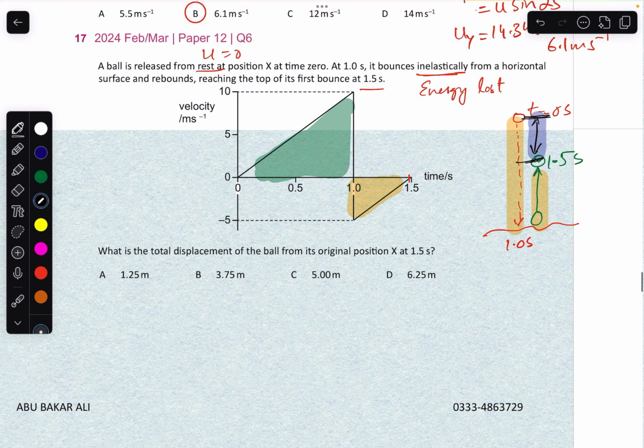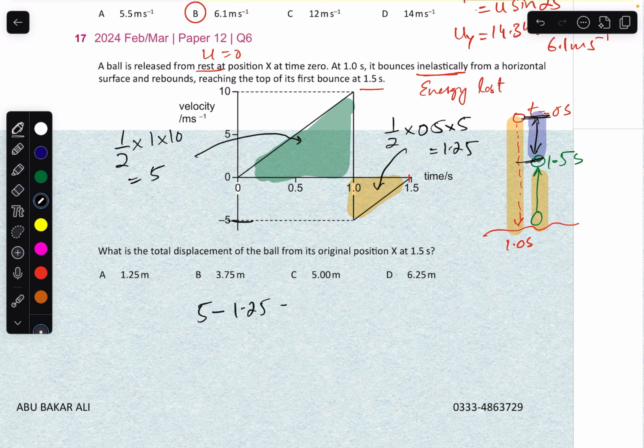Let's do it. The area for this triangle is 1 by 2, base is 1, height is 10, that will give you 5. Area for this triangle is also 1 by 2, base into height, base is 0.5, height is 5, that will give you 1.25. So 5 minus 1.25 will give you 3.75. It's option B.